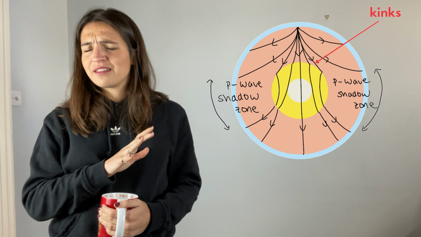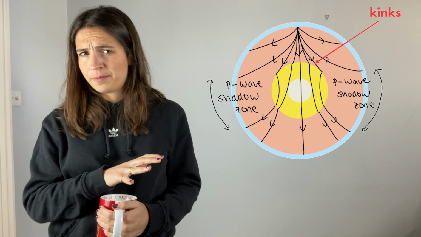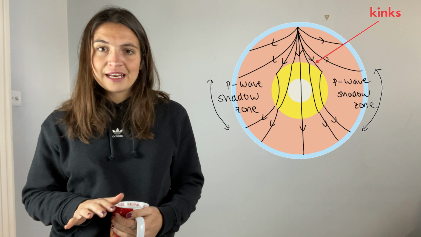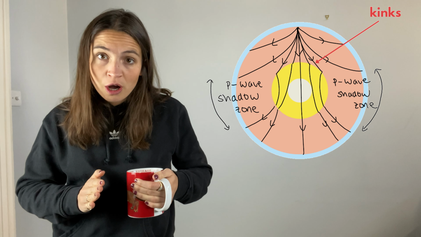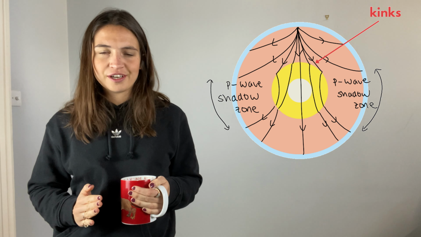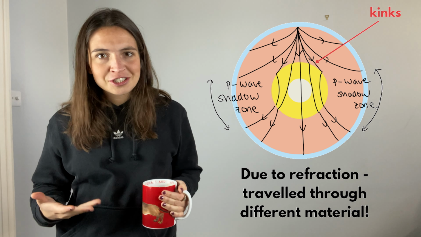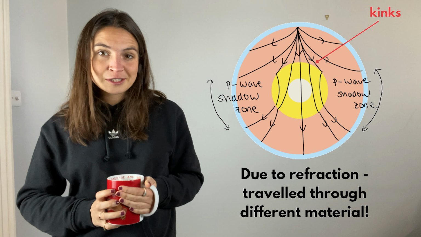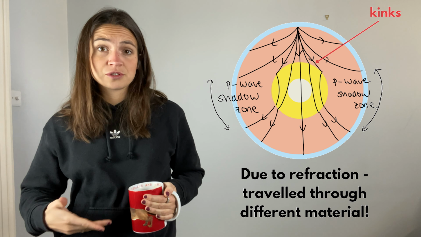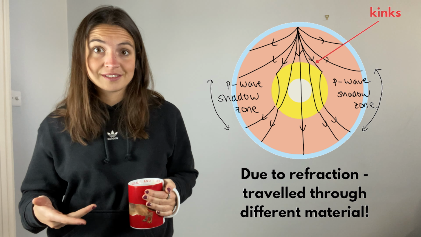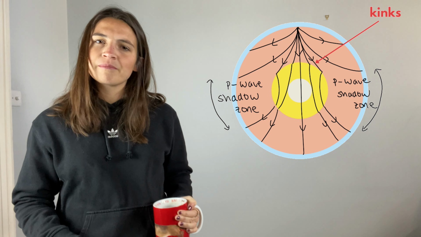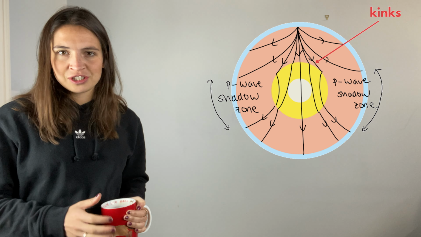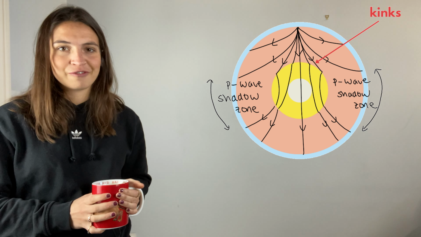Okay, time for the P waves picture. Right, at first sight, this looks quite a bit more complicated, but no need to panic. Let's have a look at these kinks first. These kinks, or sharp changes in direction of the waves, are due to refraction. This tells me that the waves have travelled through two different materials. This bending of the waves that travel through that liquid outer core means that you get these two shadow zones here and here for your P waves.